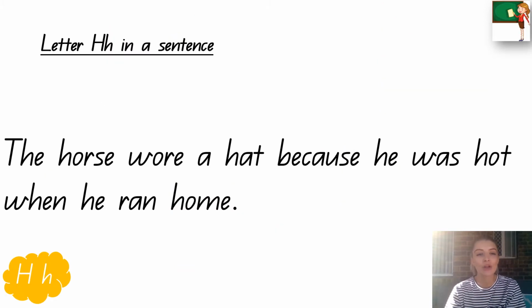Okay, now we're going to go on a hunt for some letter H's in a sentence. So remember, I'm going to read the sentence first, then we'll read it together and then find all our letter H's. I'm going to start with the first word, listening first. The horse wore a hat because he was hot when he ran home. Okay, let's read it together.